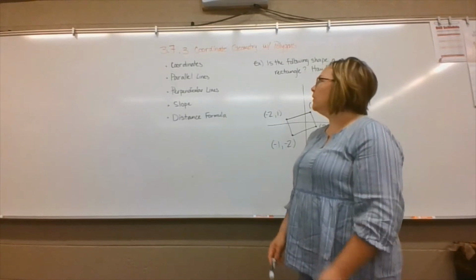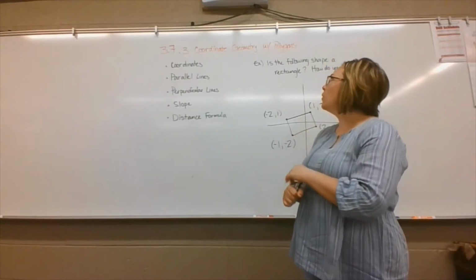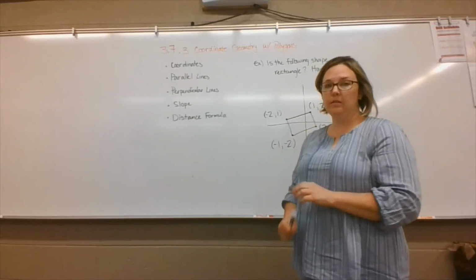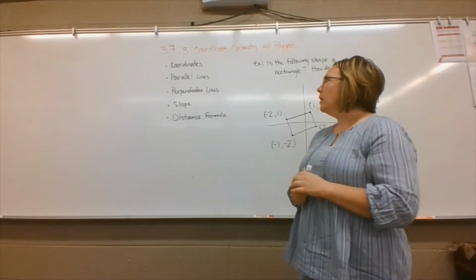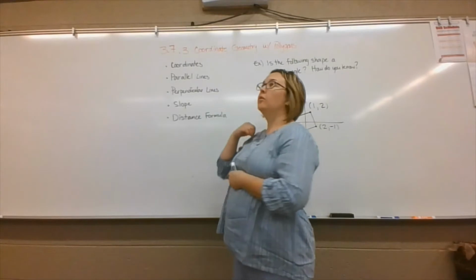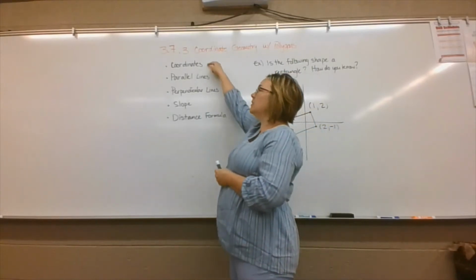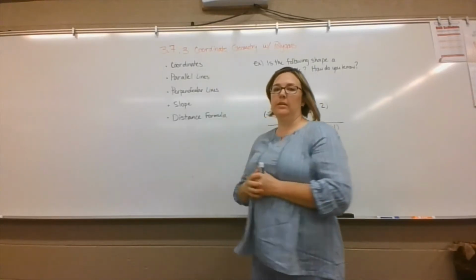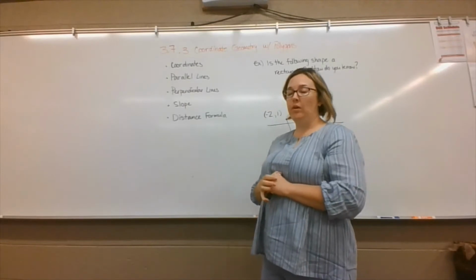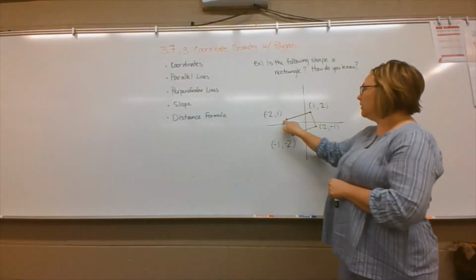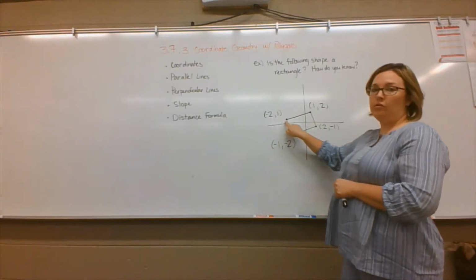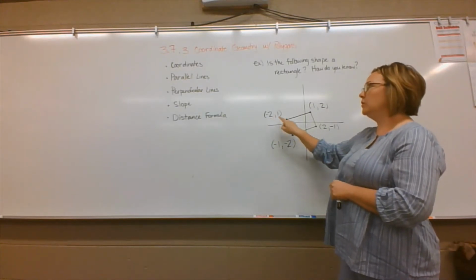All right, so this video is for 373, coordinate geometry with polygons. There are some things that you need to recall from prior quizzes or just prior knowledge. Coordinates comes from your prior knowledge. You need to be able to identify the coordinates of a point on a plane. So for example, this point right here is at -2, 1. You need to be able to come up with a -2, 1.